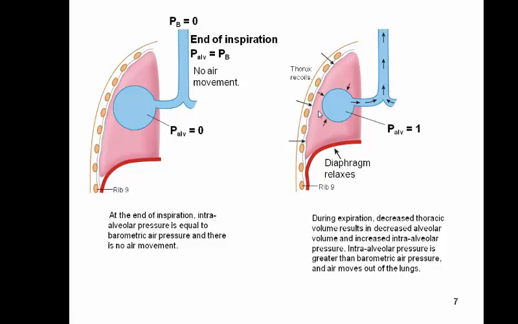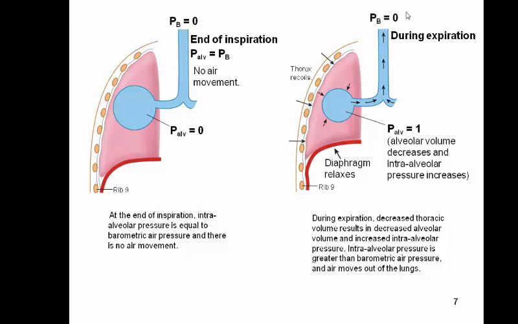So with diaphragm relaxation, that decreasing volume will drive an increase in the internal pressure on the alveolus. So it moves from 0 to 1. So alveolar volume will decrease, intra-alveolar pressure increases, we keep our barometric pressure at 0, and this is what defines the expiratory phase. And that's when the alveolar pressure climbs above barometric pressure and air moves out.